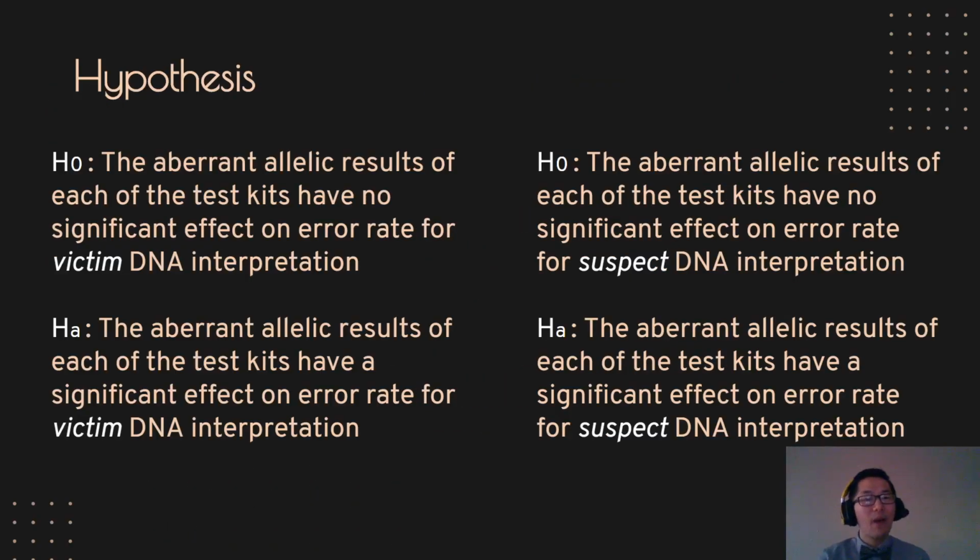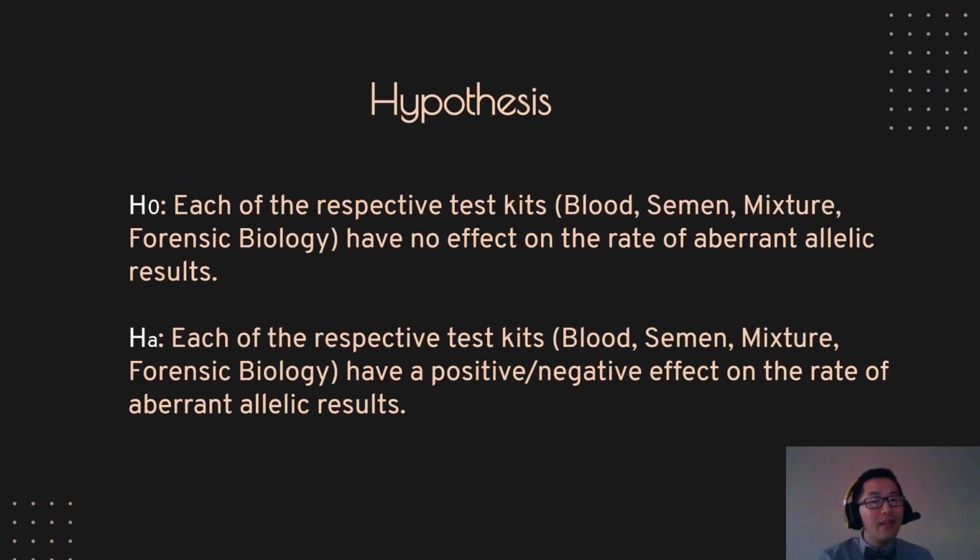All right, so we have our hypothesis. I wanted to understand whether variation in allelic results had a significant effect on the error rate for victim DNA interpretation. And on the other hand, I also want to examine suspect DNA interpretation. And finally, for the next hypothesis, each of the respective kits, blood, semen, mixture, forensic biology, have no effect on the rate of the aberrant allelic results. And I also want to examine if they had a positive or negative effect on the rate of aberrant allelic results.